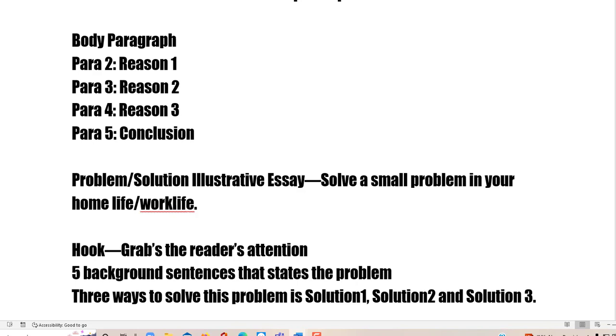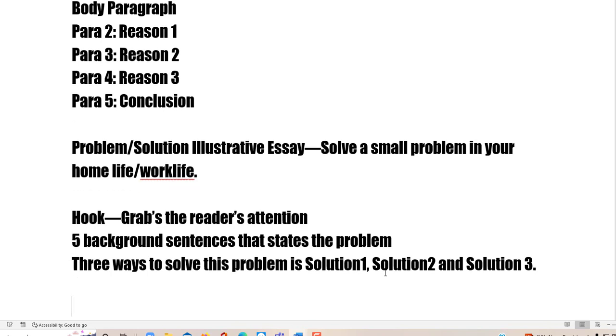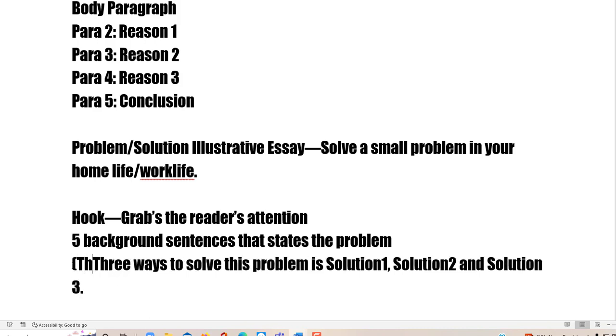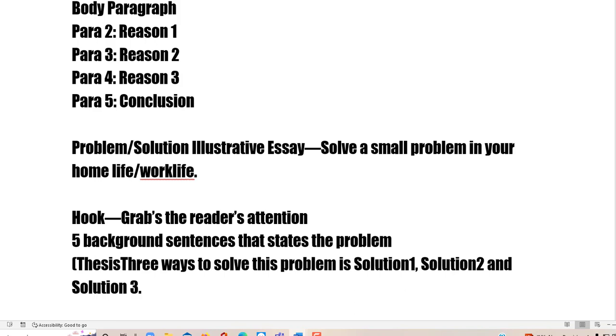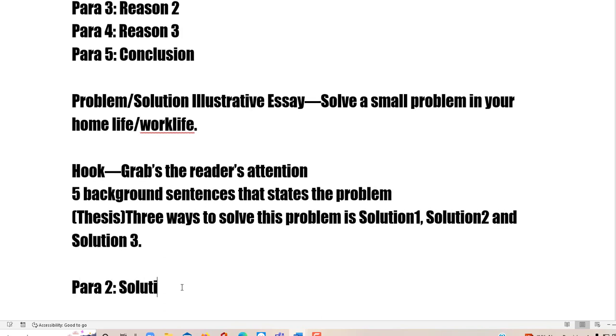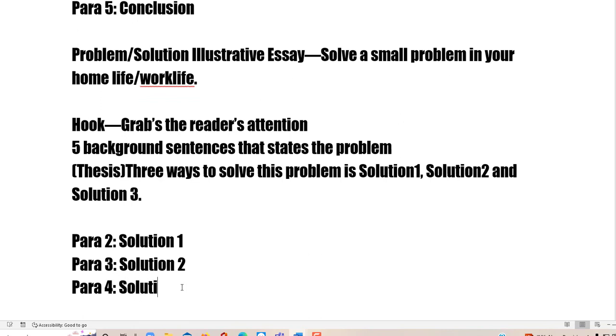So this is how we would write a problem solution illustrative essay. The last sentence of your first paragraph is your thesis, the main idea sentence. Then you have paragraph 2, solution 1, paragraph 3, solution 2, paragraph 4, solution 3, and paragraph 5 is the conclusion. That's how you're going to write your problem solution illustrative essay.